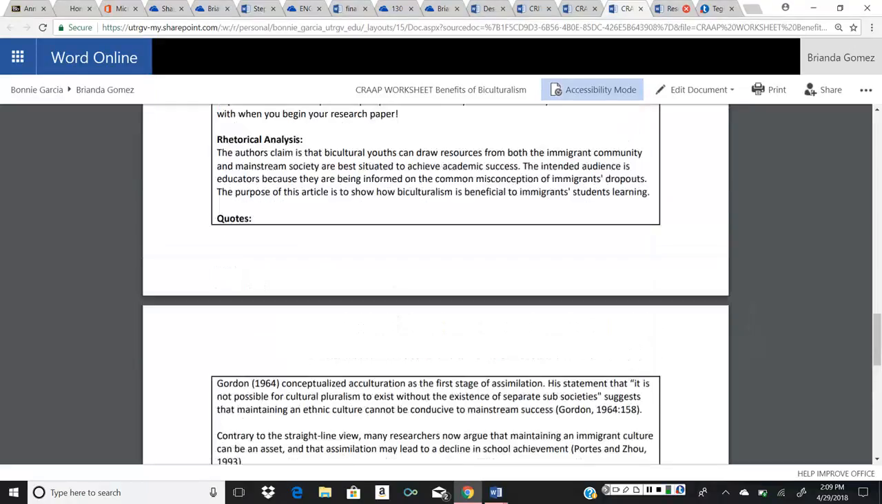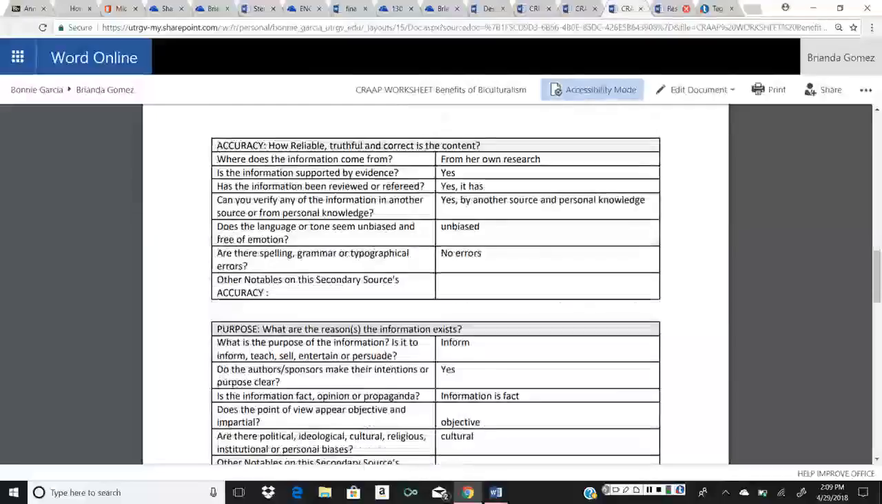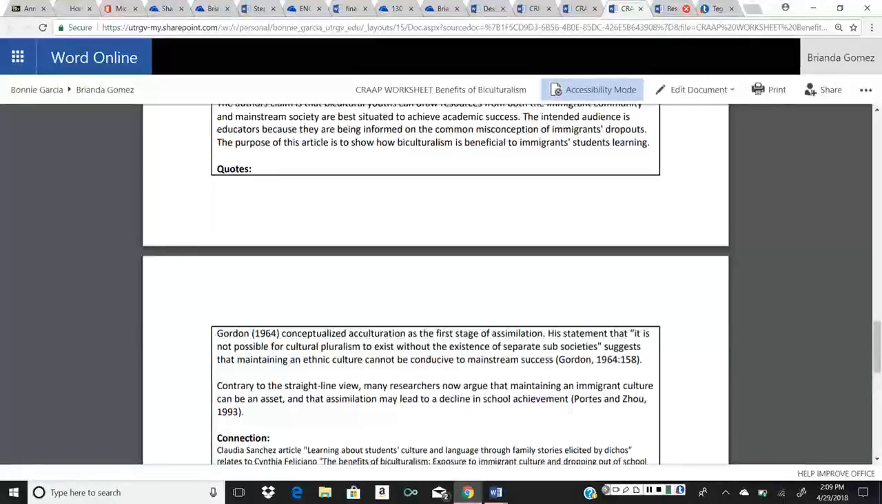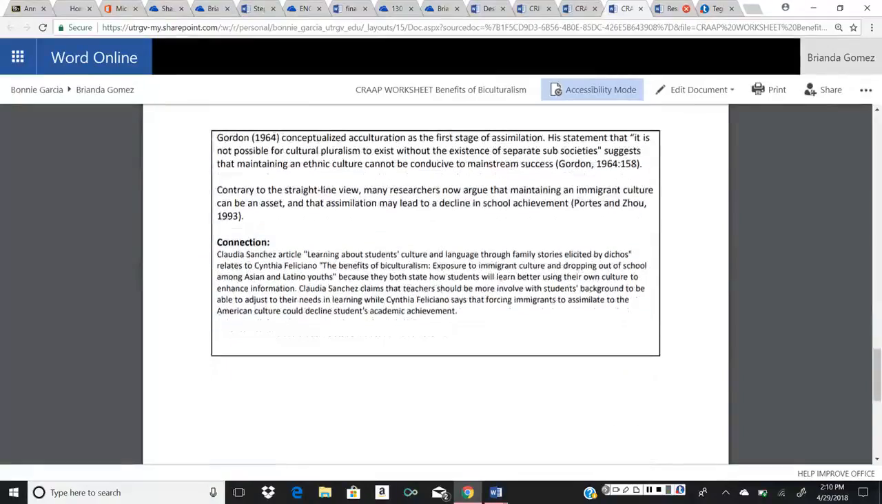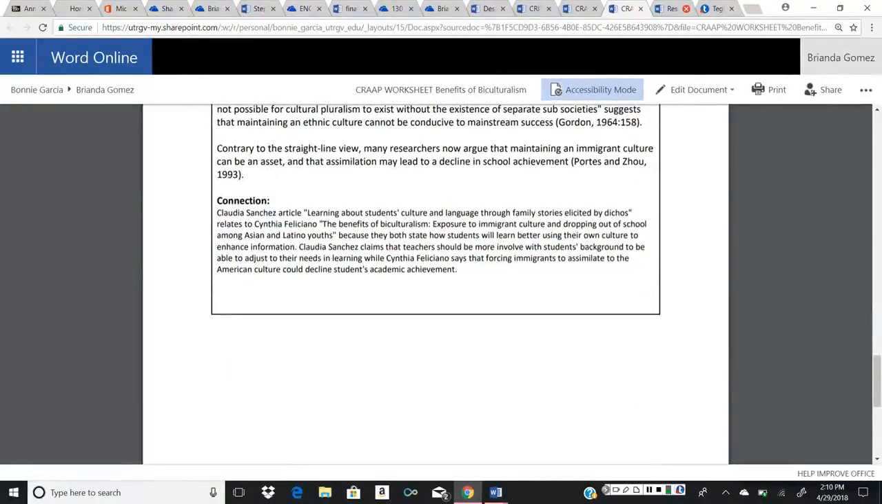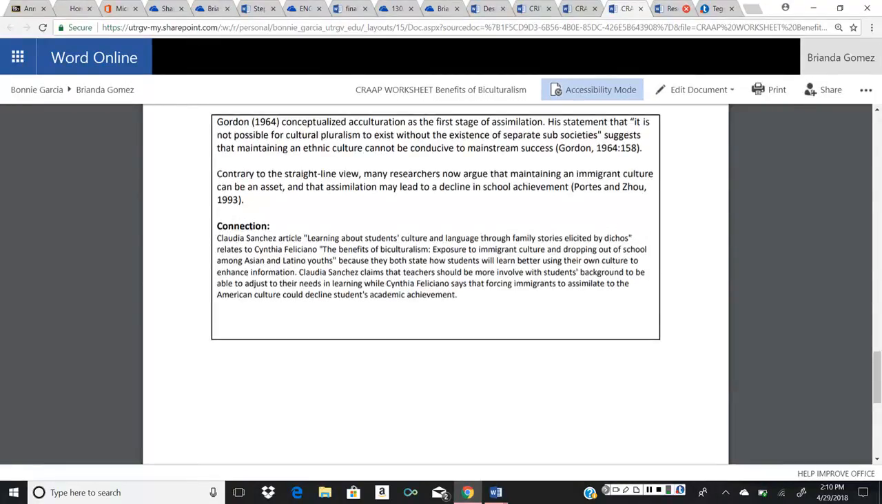And over here, this is another source I got, and I compared the other 2 sources left, and here's a connection. They were focusing more on assimilation, how it was affecting the students' learning. How instead of helping them, it was just harming them, how they were being forced to assimilate to the English language.